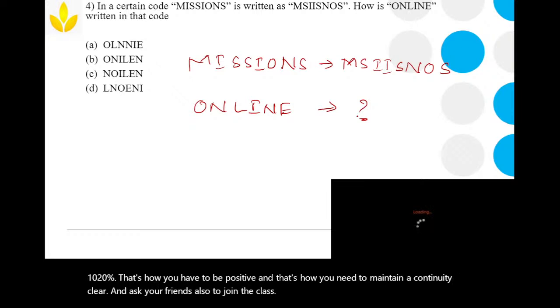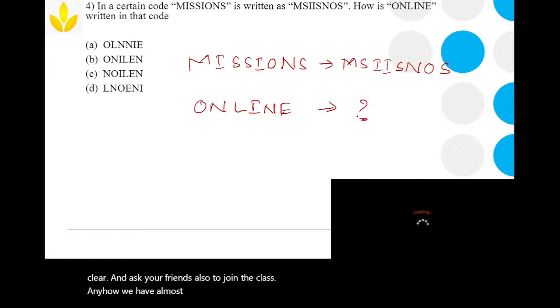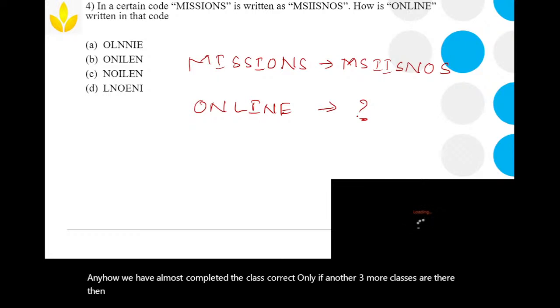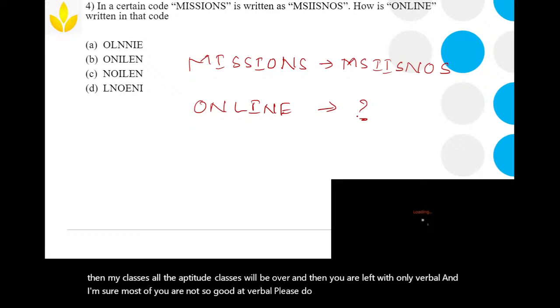And here we have almost completed the class, correct? Only another 3 more classes are there, then all my aptitude classes will be over. And then you are left with only verbal, and I'm sure most of you are not so good at verbal. Please do attend.